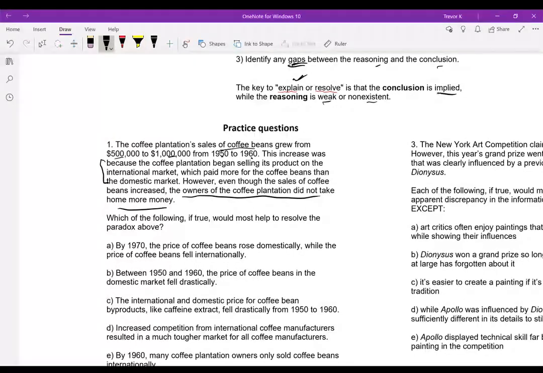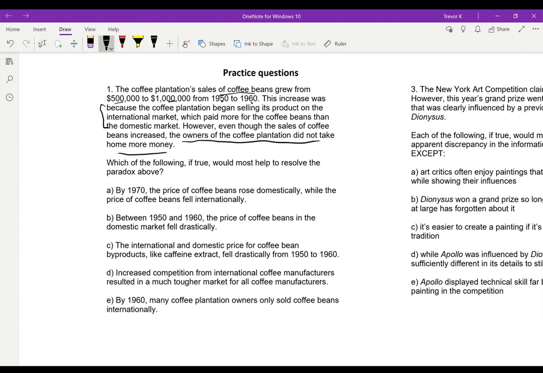So for our answer choices, we're going to look for something that explains why, even though their sales doubled, they did not take home more money. All right, let's take a look. Answer choice A. By 1970, the price of coffee beans rose domestically while the price of coffee beans fell internationally. This doesn't matter. It's talking about 1970, and my reasoning and my conclusion both have to do with 1950 to 1960. So that doesn't help.